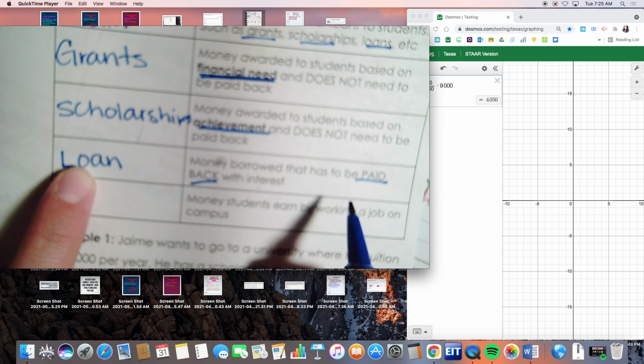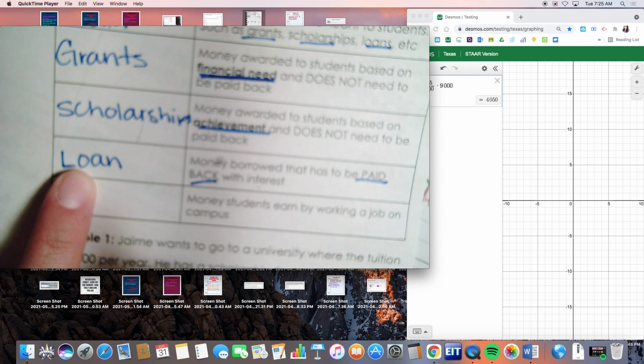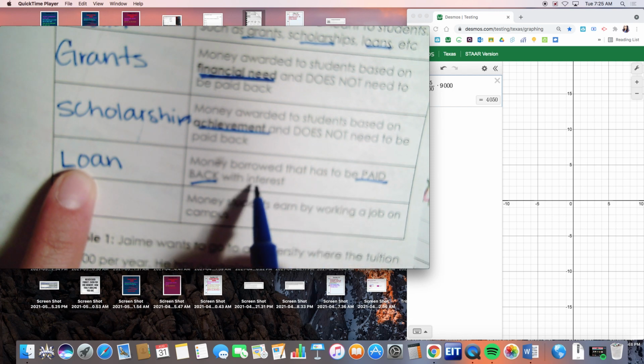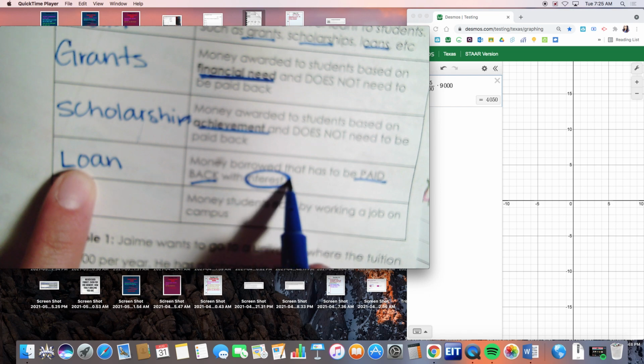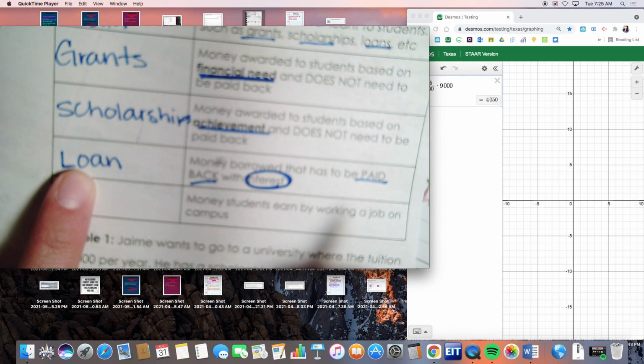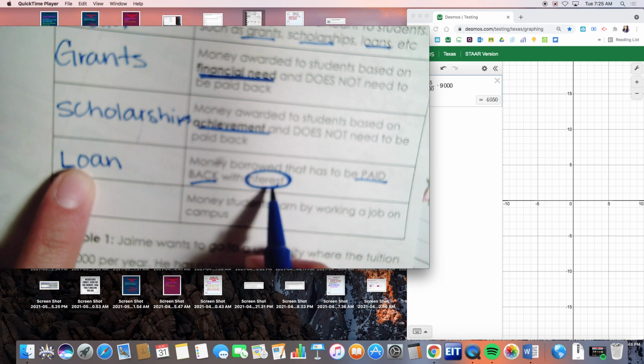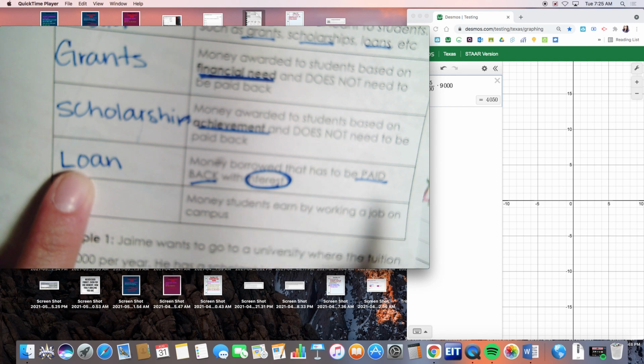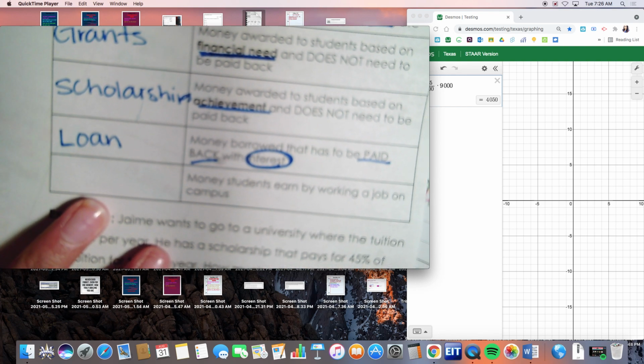And let's say you borrowed like $10,000, you're going to have to pay back more than $10,000 because of the interest. So interest adds the money. For example, if you borrowed $10,000, you'll probably end up paying back $15,000, and those extra $5,000 are kind of like a fee that we call interest for them letting you borrow the money.